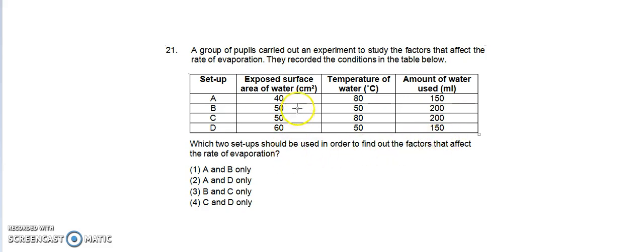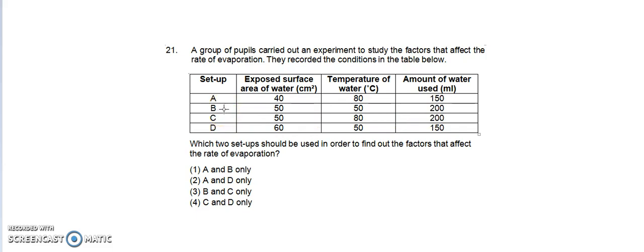So if we were to choose the setups, we need to choose one that has only one change variable. The rest of the variables must be kept the same. So let us take a look at exposed surface area of water. If we were to choose B and C because they have the same surface area of water, so the corresponding temperature of water is different, while the amount of water used is the same. So B and C is a possible answer.